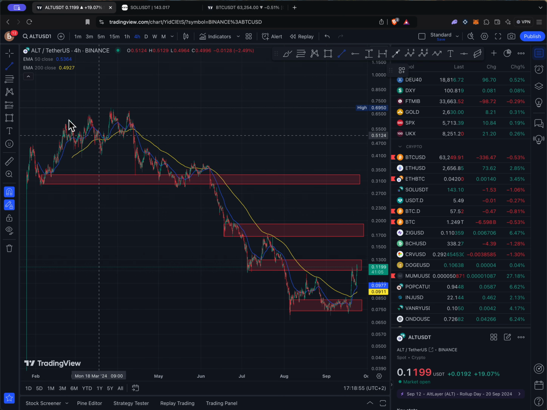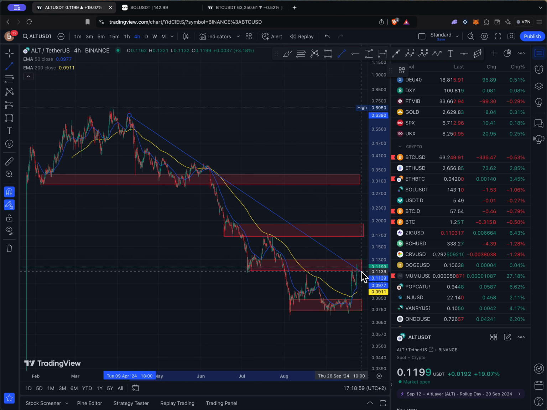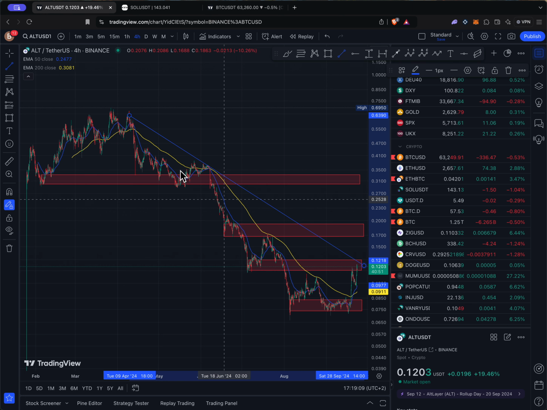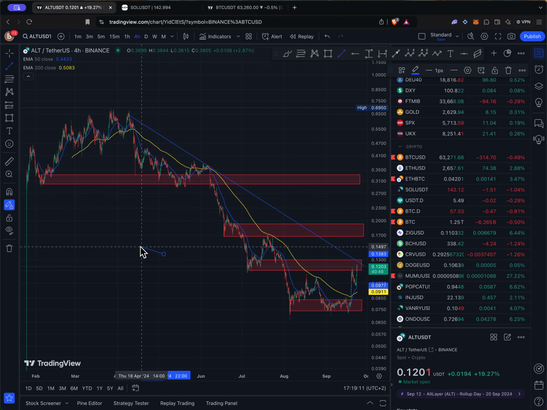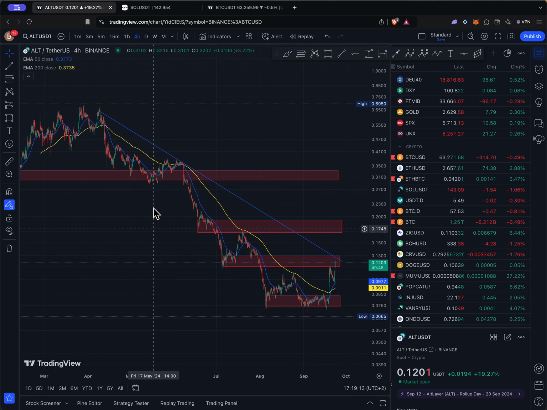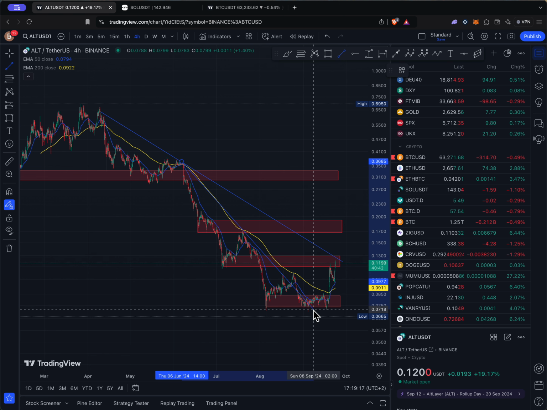Like always, we can pull a trend line from here to search for confluence, and there is another trend line we can pull from here. I see it has been broken and retested.